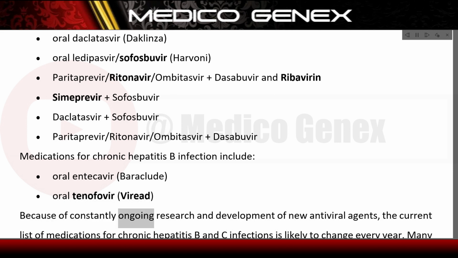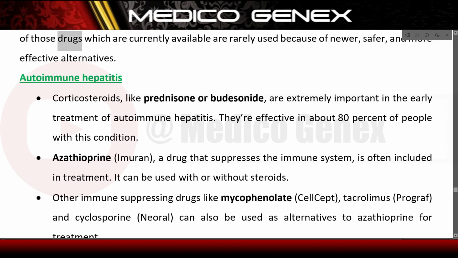Because of constantly ongoing research and development of new antiviral agents, the current list of medications for chronic hepatitis B and C infections is likely to change every year. Many of those drugs which are currently available are rarely used because of newer, safer, and more effective alternatives.